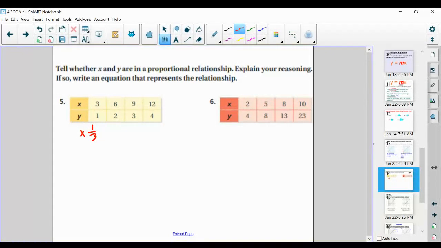Well, let's see if that pattern happens every single time. Let's look at 6 and 2. How does 6 become 2? What number can I multiply 6 by to get to 2? Well, we can multiply by 1/3. Likewise, for 9 to 3, I can multiply by 1/3. And again, 12 to 4, by 1/3.